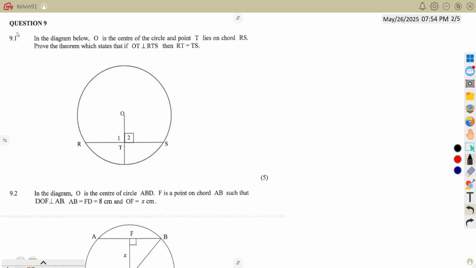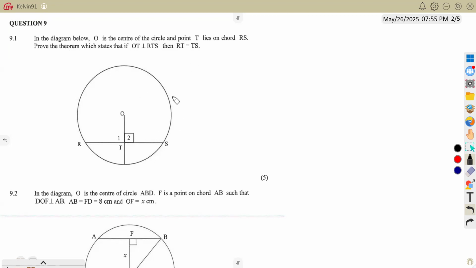In this paper, we are going to tackle a grade 11 paper. So we are going to tackle the questions on Euclidean geometry. In the diagram below, O is the center of the circle, and point T lies on the chord RS. Prove the theorem which states that if OT is perpendicular to RS, then RT is equal to TS.